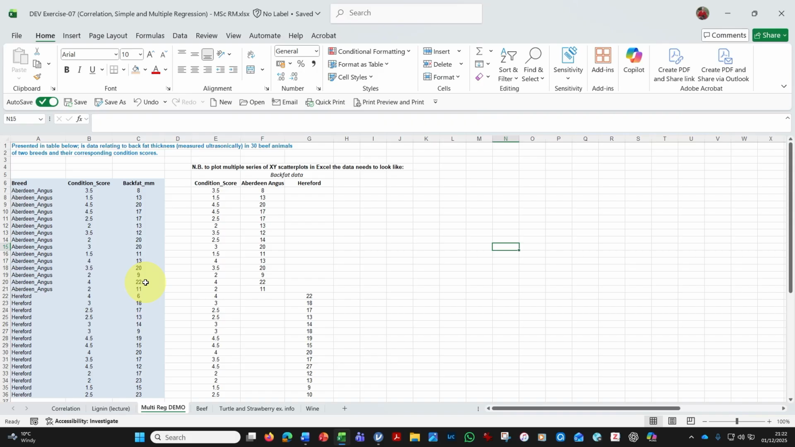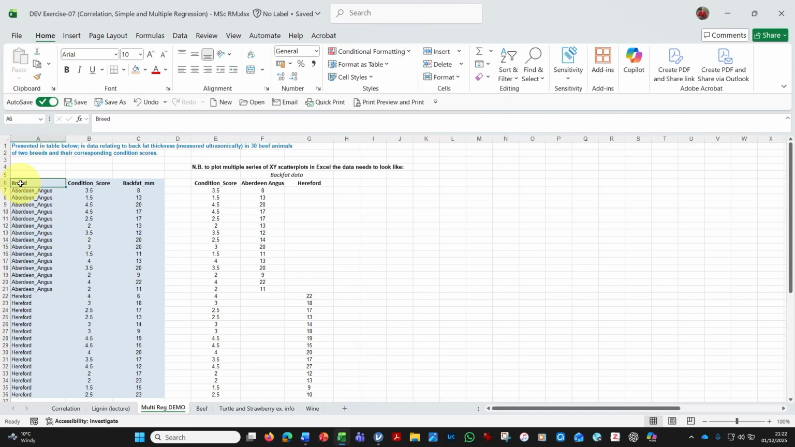So actually, it would be useful if we can predict that back fat from the condition score that we look at directly in the animal. It might not be the most accurate measure, but anything we can do to inform that process can just save us a bit of efficiency and save us some animal handling. So here we've got the data.